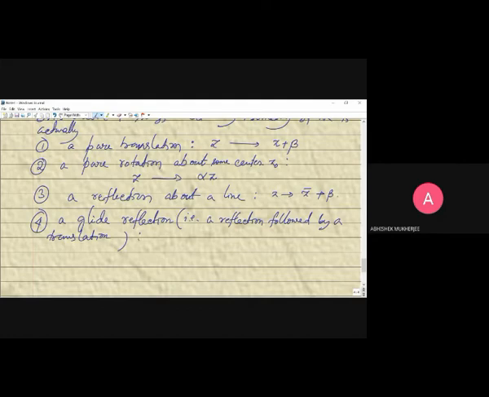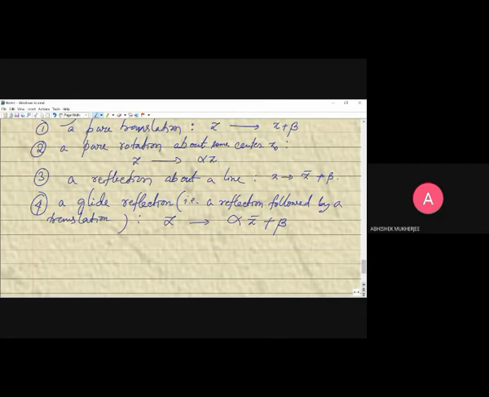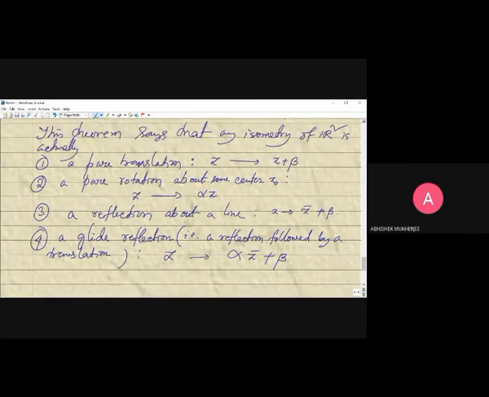That means z goes to alpha z bar plus beta. So we have seen that the isometries of R2 are one of these cases.